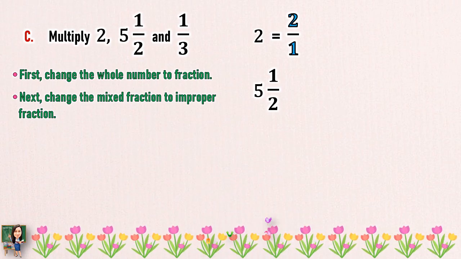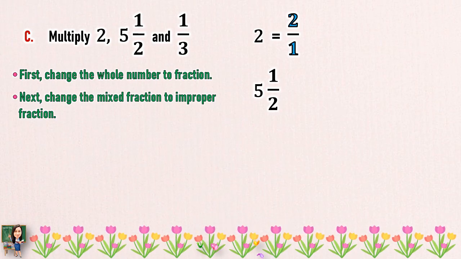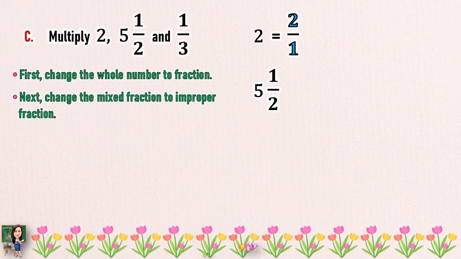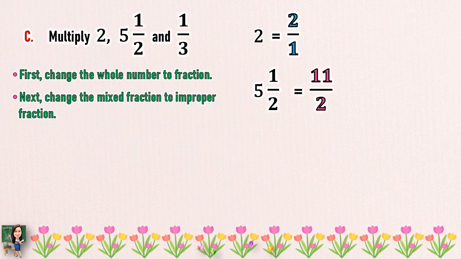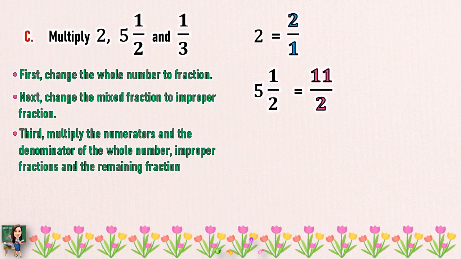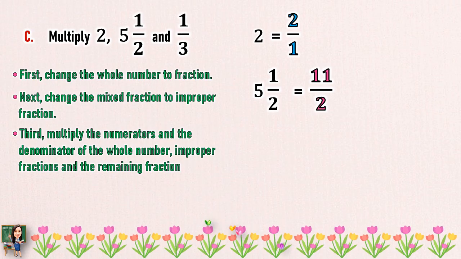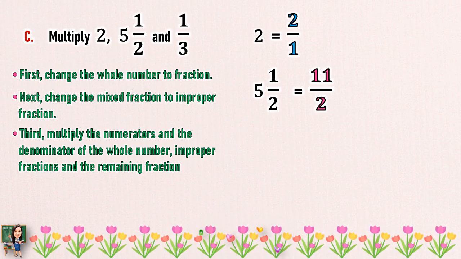Change this into an improper fraction. How to change? Multiply the whole number and the denominator. 5 times 2 equals 10, then add the numerator. Plus 1 equals 11 over 2. Copy the denominator. Third, multiply the numerators and the denominators of the whole number, the improper fraction, and the remaining fraction.